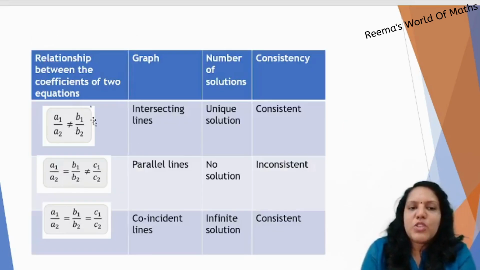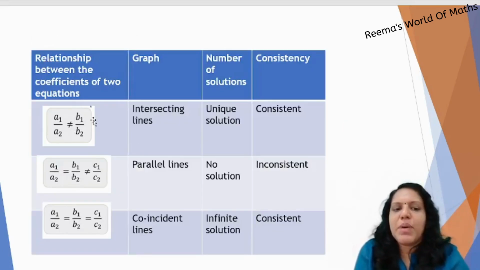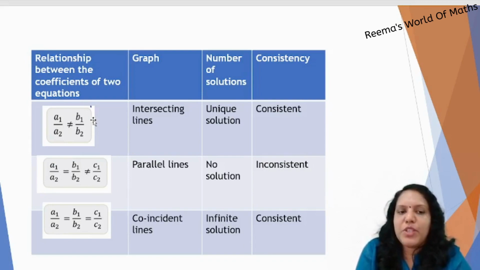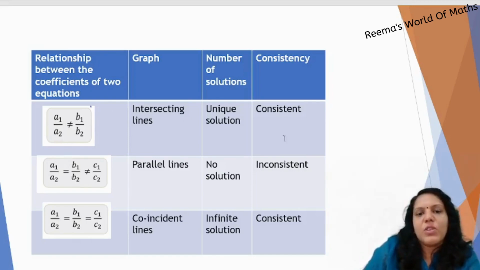The relationship between the coefficients of two equations. If A1 by A2 is not equal to B1 by B2, we know what A1 and A2 are and what B1 and B2 are. A1 and A2 are the coefficients of x from two different equations, and B1 and B2 are the coefficients of the second variable from two different equations. If they are not equal, then the graph will look like intersecting lines.